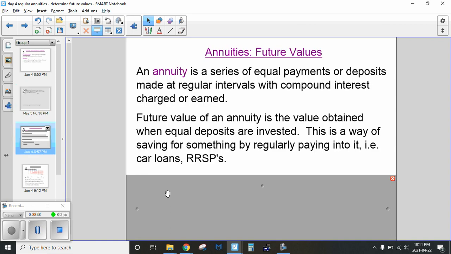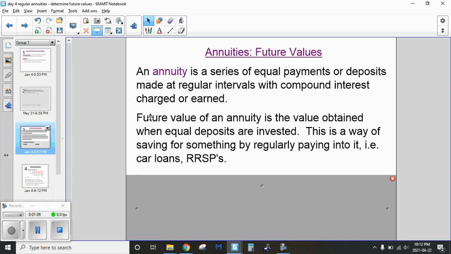So an annuity is a series of equal payments or deposits made at regular intervals, annual, monthly, weekly, so any kind of regular interval, with compound interest being charged if it's a loan or compound interest being earned if it was an investment or like a savings account. The future value of an annuity is the value obtained when equal deposits are invested. So the future value is what we're going to be finding.